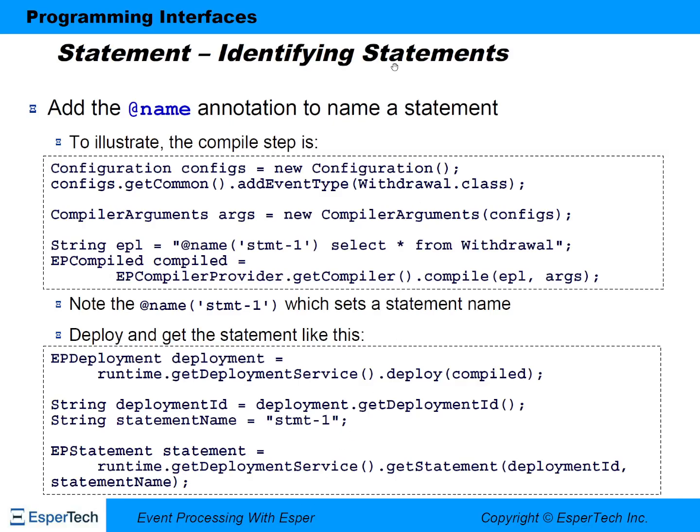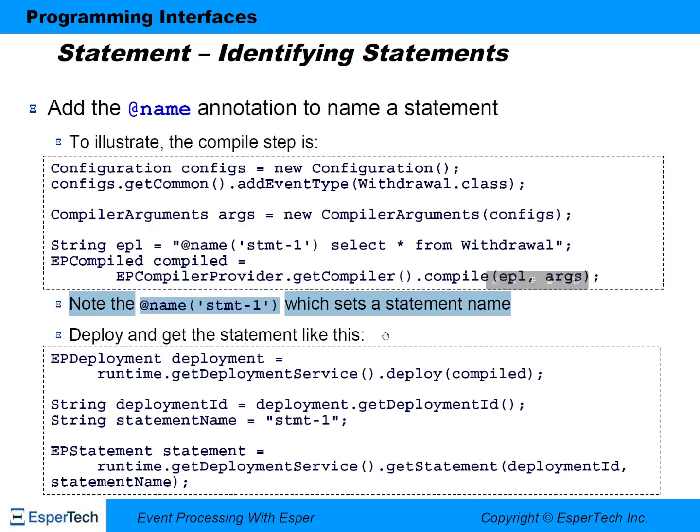The most common way to find statements is by using the deployment ID and statement name. Add the @name annotation to name a statement. To illustrate, here's the complete code to compile. Configuration configs equals new Configuration. configs.getCommon.addEventType Withdrawal.class. CompilerArguments args equals new CompilerArguments. EPCompiled equals EPCompilerProvider.getCompiler.compile(epl, args). Note the @name('stmt1') which sets a statement name.